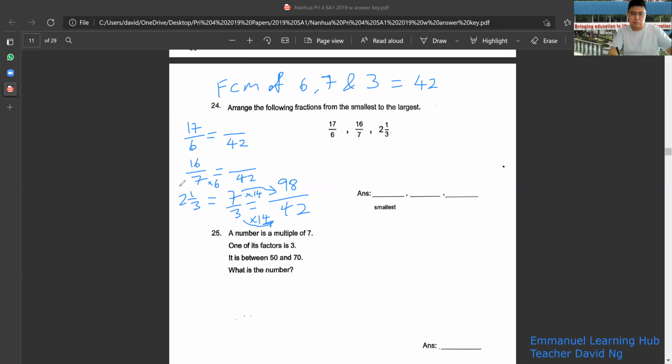16 times 6. Very good. Then what do you have here? 16 times 6 is... No calculator. Because this one no calculator is allowed, you have to use your multiplication timetable, or the working way, 16 times 6, like that. Go and work out the answer here. Then you tell me.